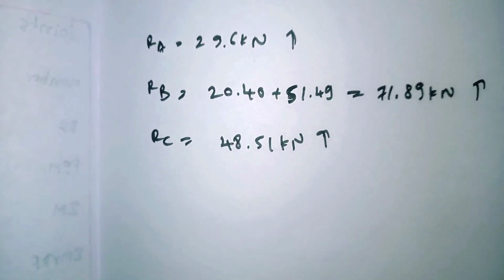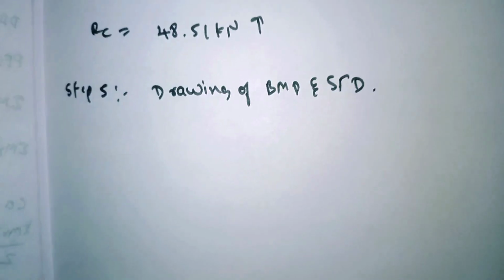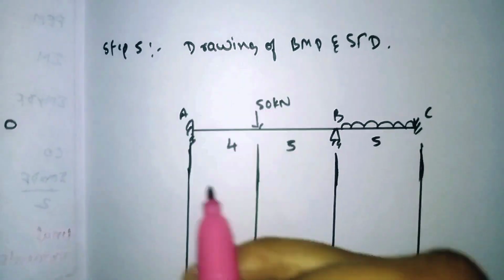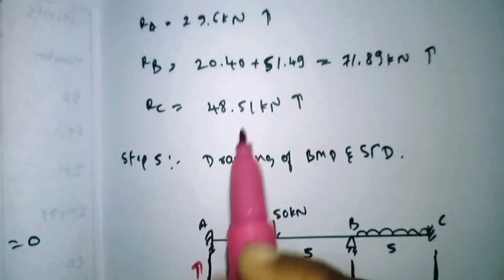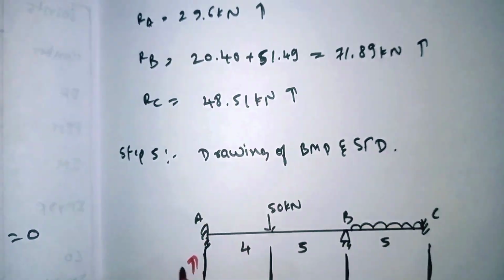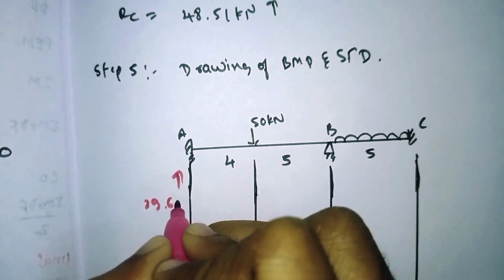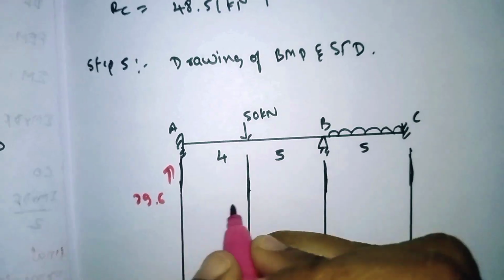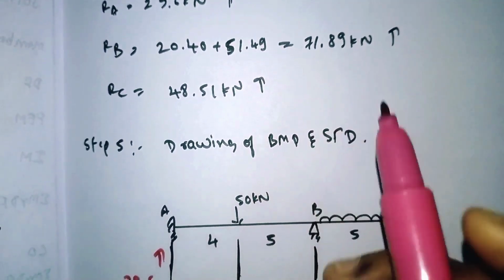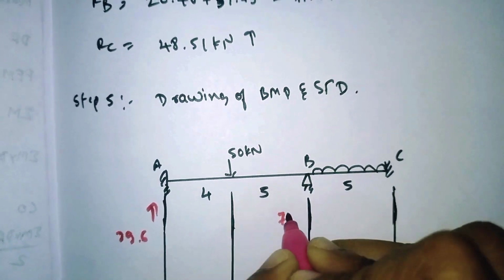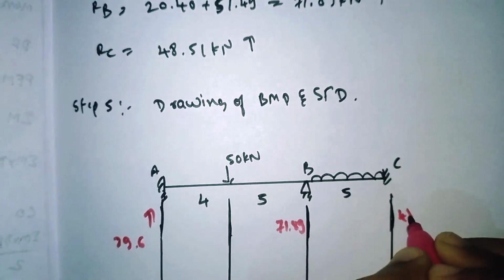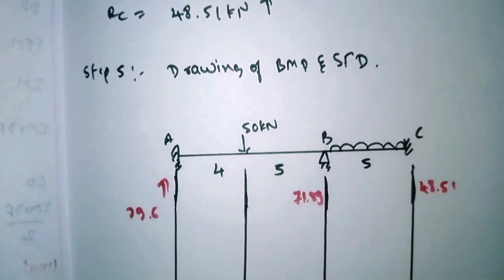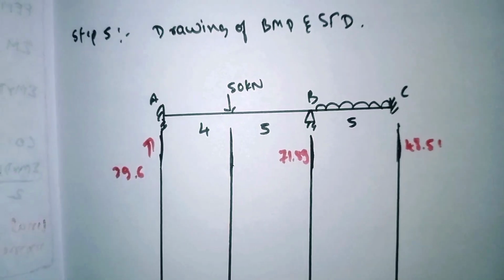Next, step 5 is to draw the SFD and BMD. We'll see. So this is our beam, and we got the reactions: RA is 29.6, RB we got was 71.89, and RC we got was 48.51. So now we'll draw the free body diagram of this.